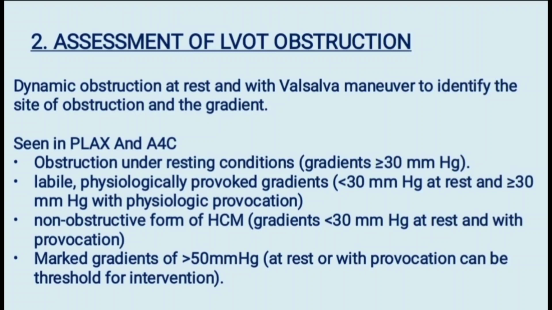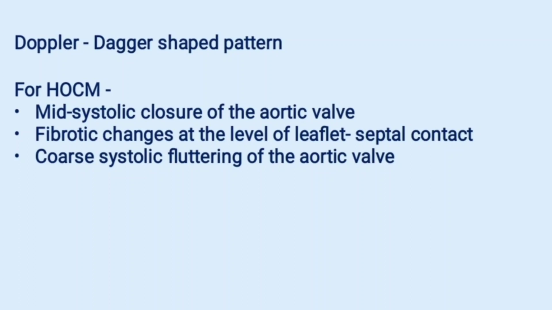But before moving further, let us first understand the classification of HCM on the basis of obstruction. So HCM can be non-obstructive, obstructive or provocable. In non-obstructive HCM, the LV outflow gradient at rest or on provocation is less than 30 mm Hg, whereas in obstructive HCM, the gradient at rest itself is more than 30 mm Hg. In provocable HCM, the gradients at rest are less than 30 mm Hg, but the obstruction as well as the gradients increase with exercise. All the LV intracavitary gradients are usually measured using Doppler echo.